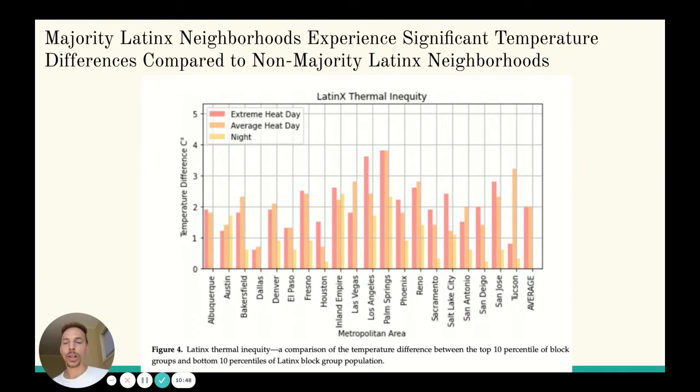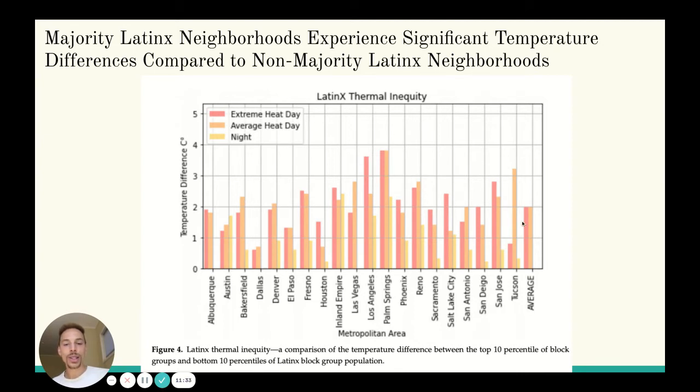As well, remembering the example we saw earlier of Fresno, how much race and class can be aligned. Similarly with majority Latinx neighborhoods, the top 10% of neighborhoods in terms of Latinx population, compared to the bottom 10%, there are also extremely significant temperature differences compared to non-majority neighborhoods. If we look at LA, for example, on an extreme heat day, you might be 3.5 degrees Celsius, or about 7 to 8 degrees Fahrenheit, hotter if you are in a predominantly Latinx neighborhood than if you are in a non-majority Latinx neighborhood.